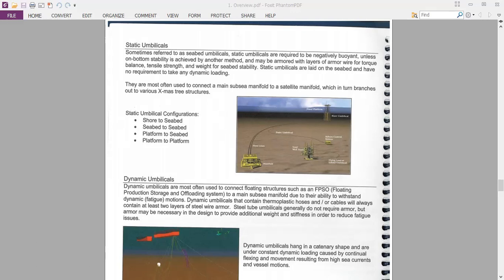Yeah. Then secondly, seabed to seabed, that one is straightforward. Then platform to seabed. Why are we saying platform to seabed is a static umbilical? I'm waiting. Probably if we're talking of a fixed platform. I can't hear you. If the platform you're referring to is a fixed platform, then the waves don't have any effect on it. So it's still static.